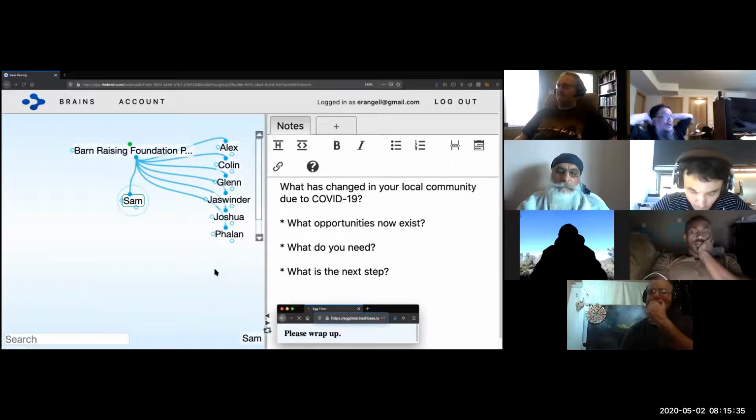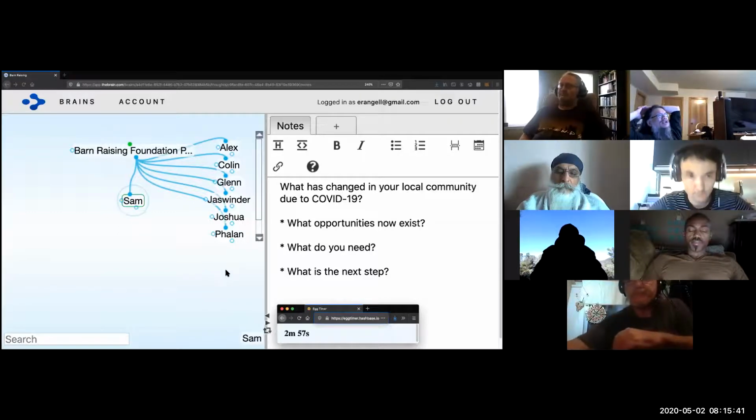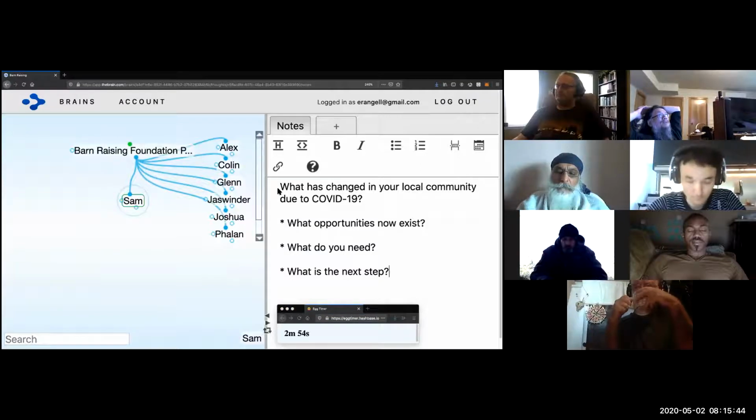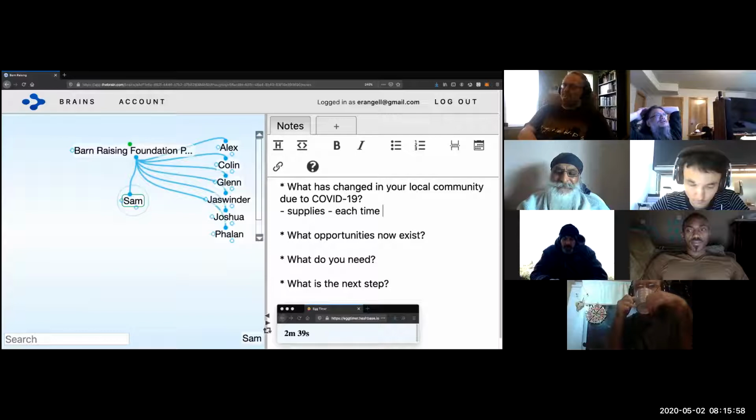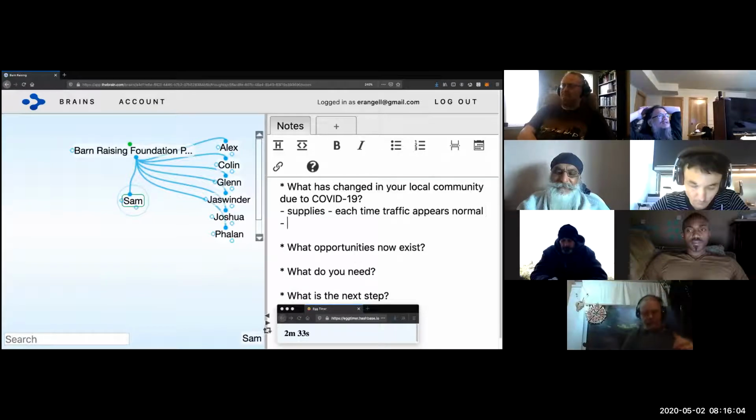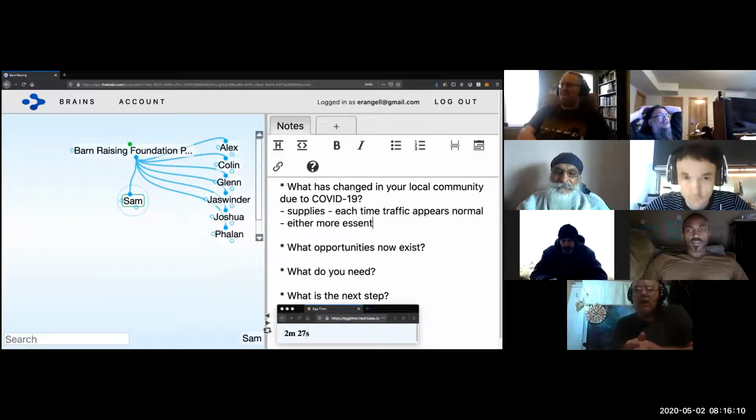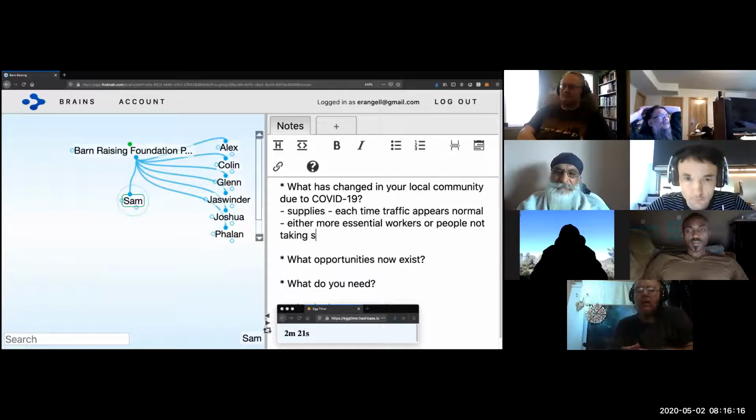Okay. So this is extemporaneous, right? So I haven't really seen these questions before. Right. Okay, so what has changed in my local community? You know, I go out to get supplies about once every 3 weeks, approximately. What surprised me each time I go out is that the traffic level appears close to normal. So it looks like there's still quite a few people out and about. So either there's way more essential workers than I thought there were, which actually makes sense, or people aren't really taking the stay-at-home order seriously.